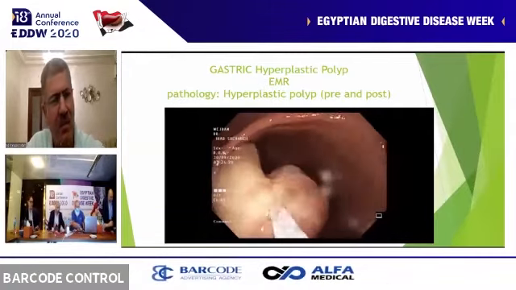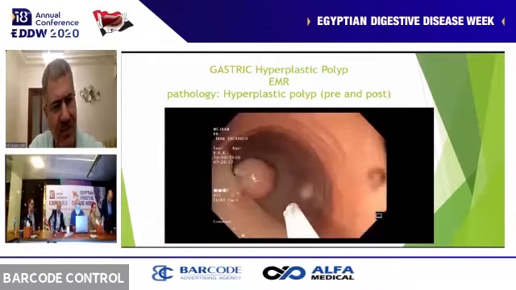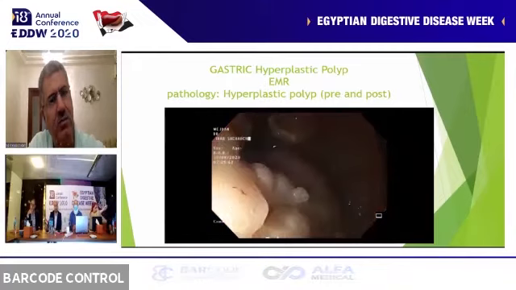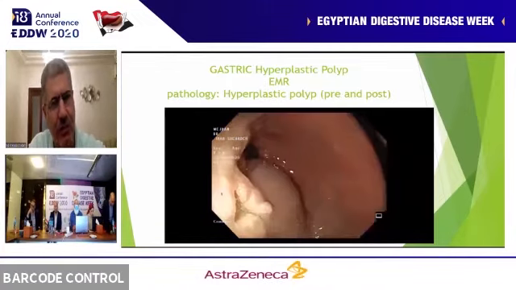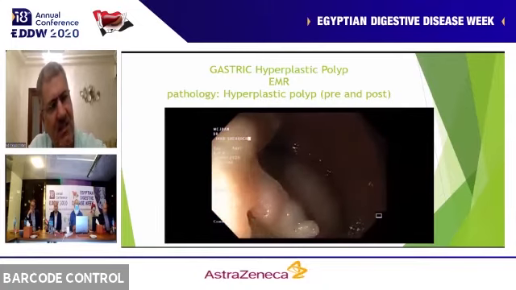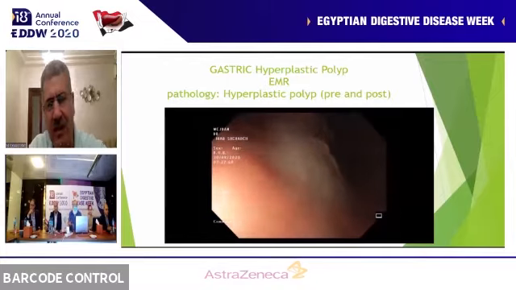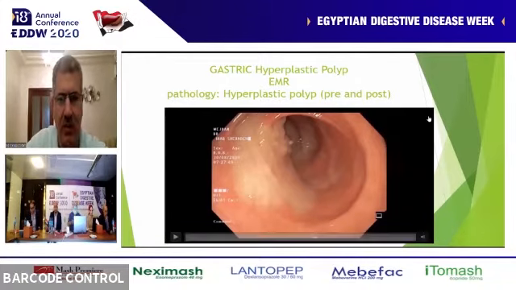completely. My protocol is to move in and out, or to move the snare as you cut, because if the lesion is big, you get more burn than cut. But if you use this, it's easier to move through the cut mucosa. And you can see the lesion is completely removed. There's a tiny nodule that was taken out separately with a biopsy forceps and turned out to be normal mucosa. So this was a hyperplastic polyp that was totally removed in one piece.